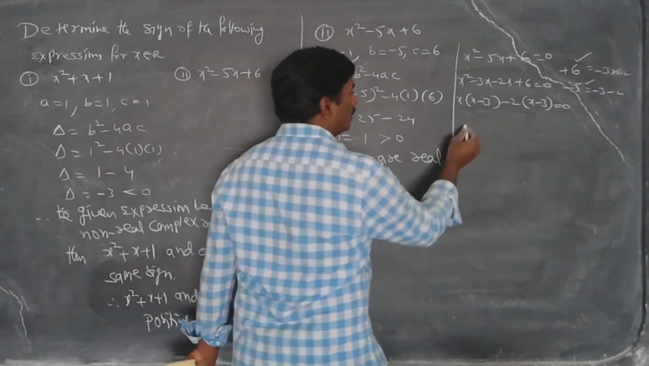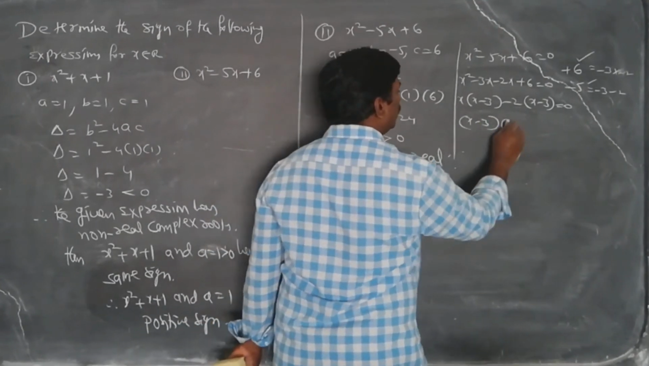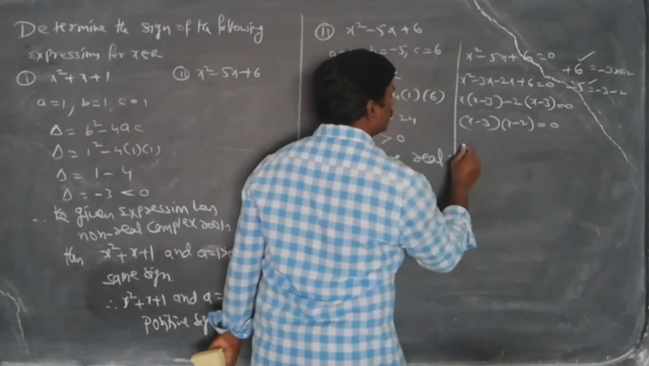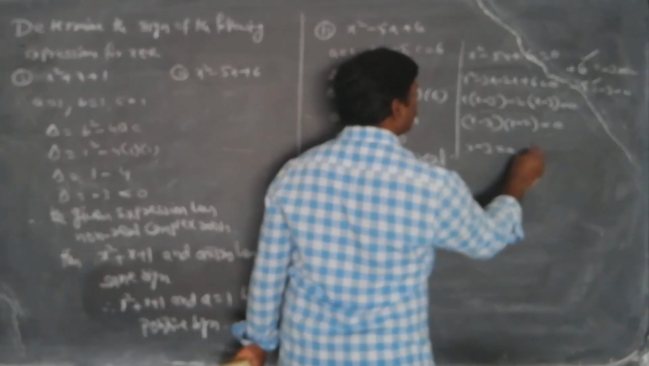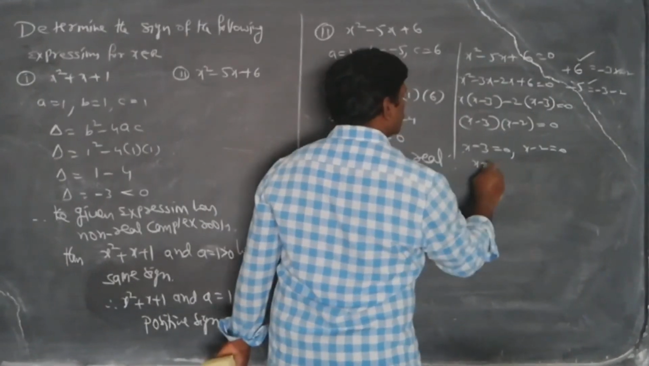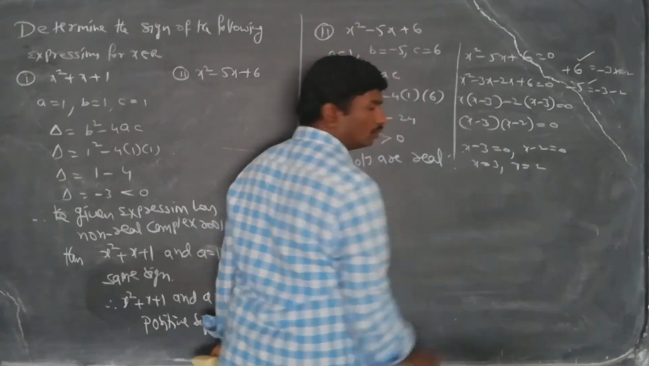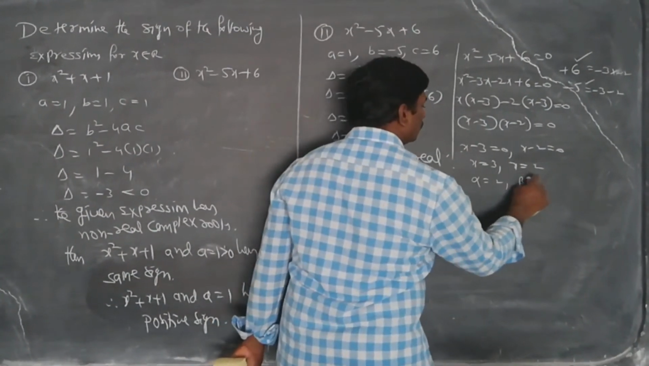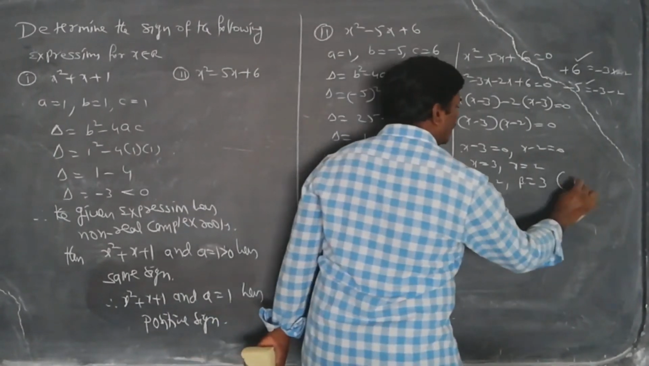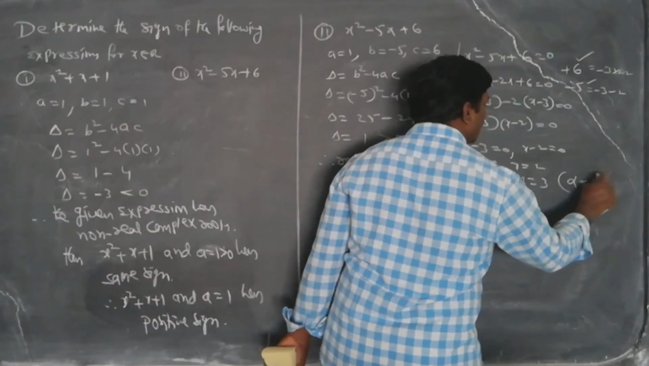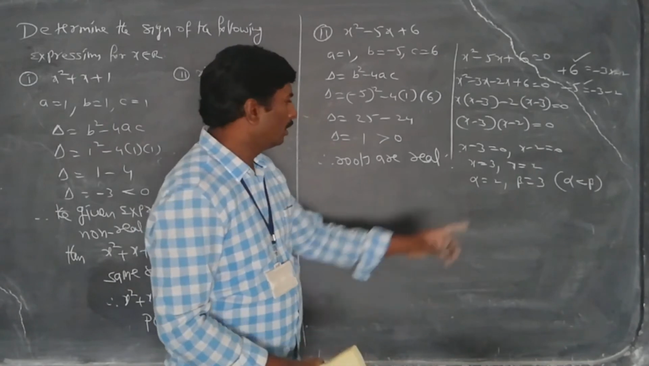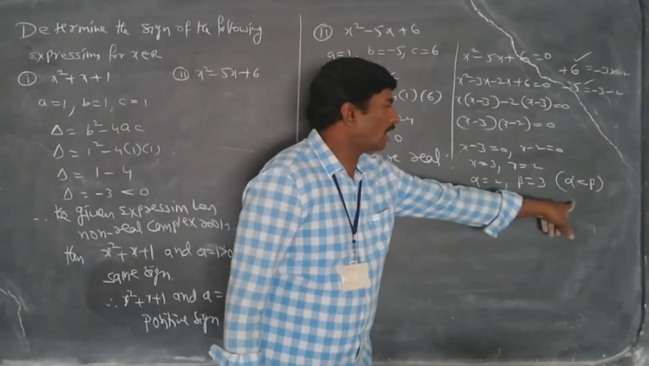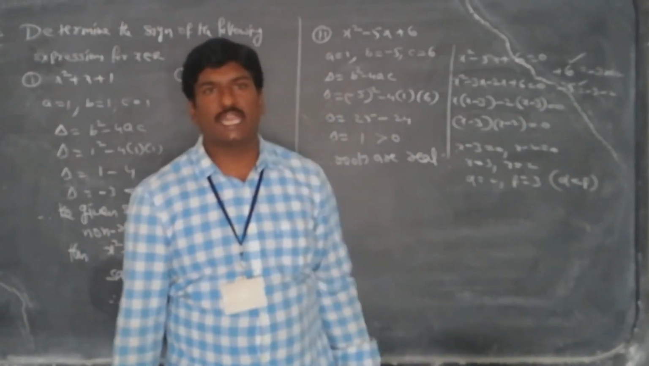Clear? So what are you getting? (x - 3)(x - 2) = 0. So for this, what are you getting? x = 3 and x = 2. So these are the two roots. Alpha is equal to 2, beta is equal to 3. Here it is clearly satisfied: alpha is less than beta, right? 2 is less than 3. So alpha less than beta, and the condition is also satisfied.